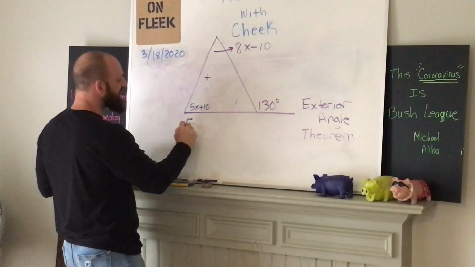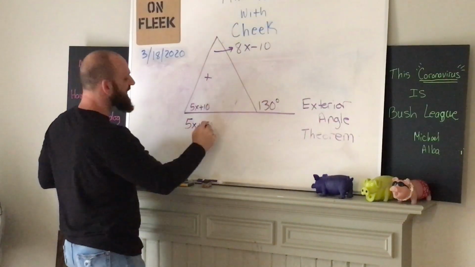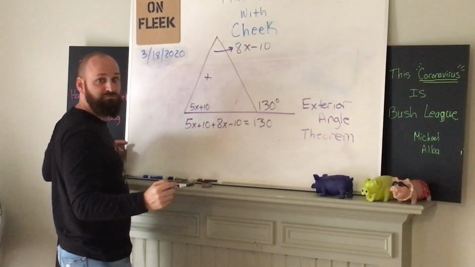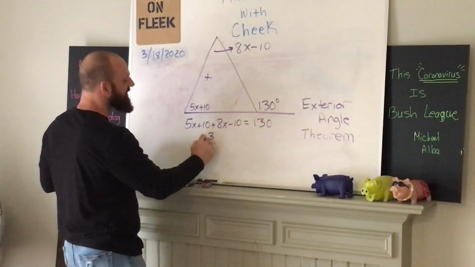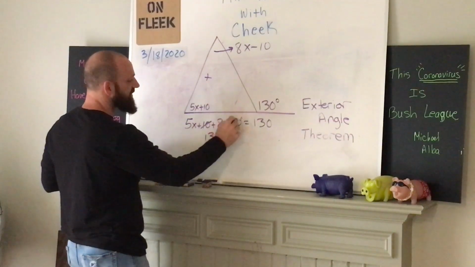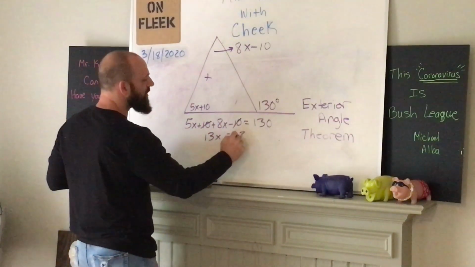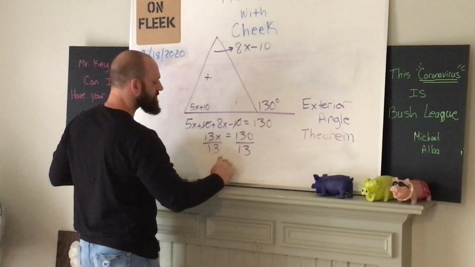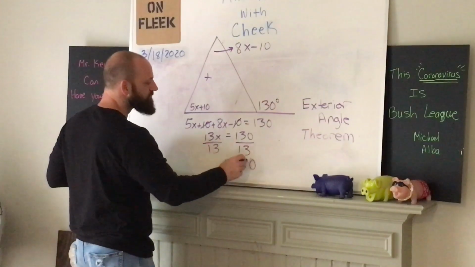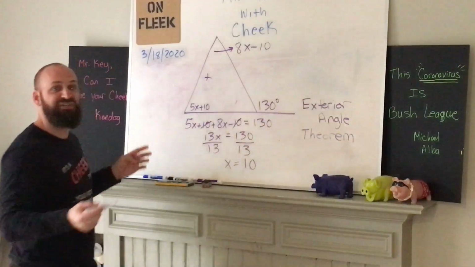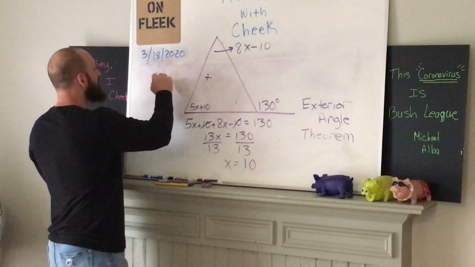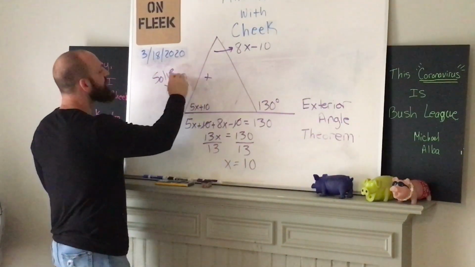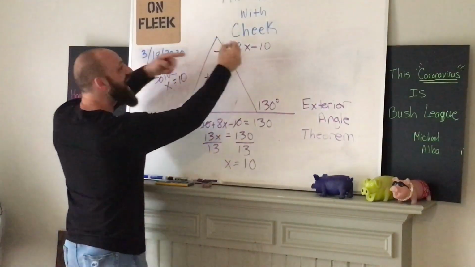So we're going to take 5x plus 10, and then 8x minus 10, and we're going to say that it equals 130. Then we combine our like terms. It's going to give me 13x. The 10s cancel out when I combine them. Equals 130. Divide both sides by 13, and we get x equals 10. Now, that doesn't represent the angle measure. That's what we get when we solve for x. X equals 10. To find the angle measure, we then go back and plug it in.